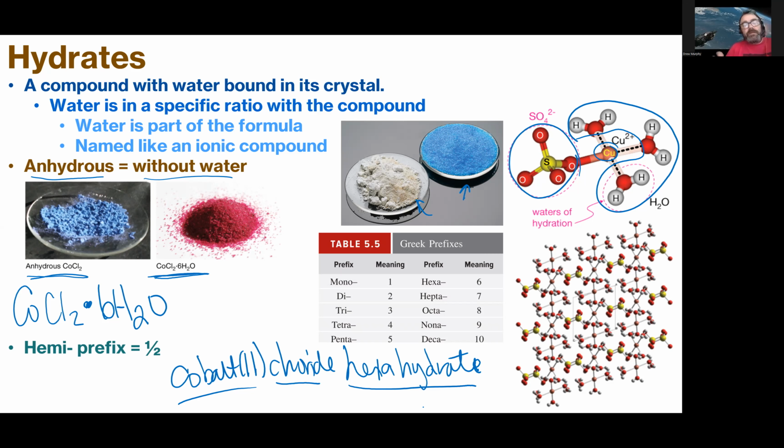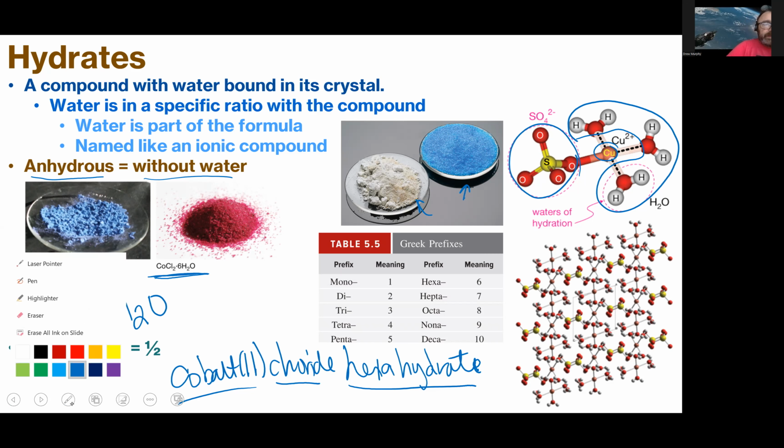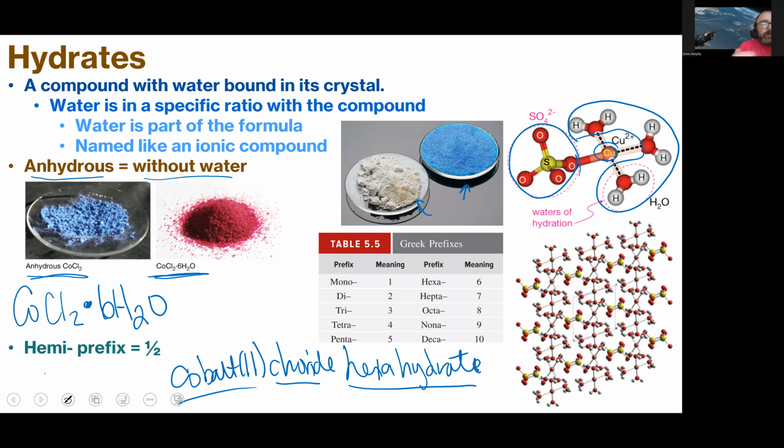Okay. I'm going to throw this other prefix at you that's not in the table because this happens occasionally, I should say, is hemi, and hemi is the prefix for a half. And this happens just because we're talking about how many water molecules are there for every one formula unit. And there are some things where there's 2 formula units for 1 water molecule, in which case that would be a half. And we'll see those examples in a second here.